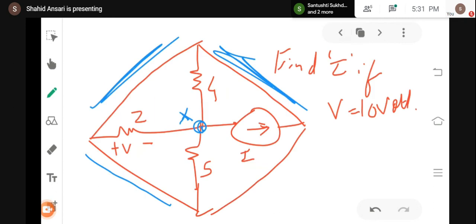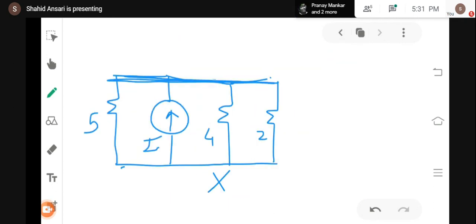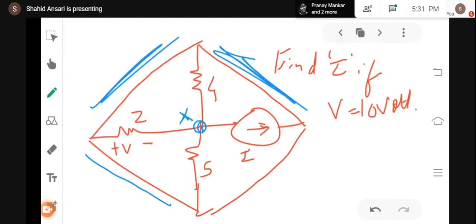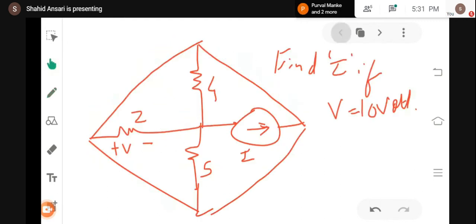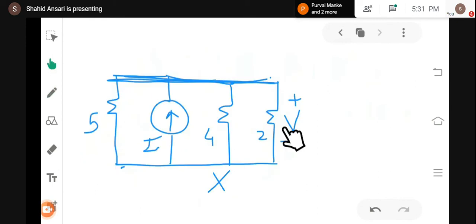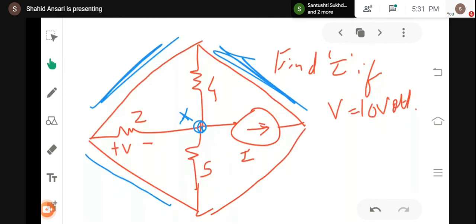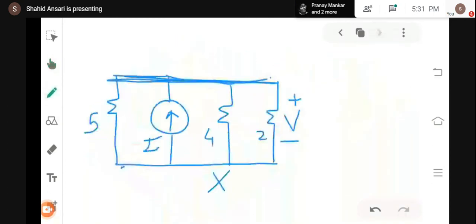Then voltage across 2 ohm. That's why I'm keeping this minus here, minus with this X. Okay, now the value of voltage is given to you. This is your 10 volt, so you can write the value of this voltage equals 10. Now, can you find the value of this current? Now it's easy.